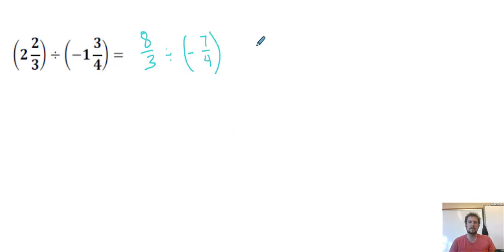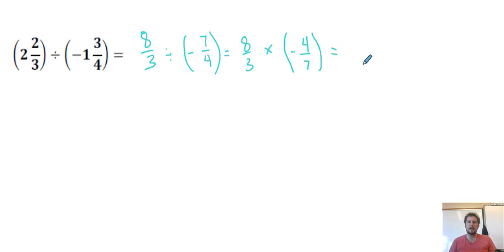Right, so 8 over 3 divided by negative 7 over 4. So again, we're going to keep, change, flip. So 8 over 3 is going to stay 8 over 3. We're going to change the division into a multiplication, and we're going to flip the negative 7 over 4, and we get negative 4 over 7.